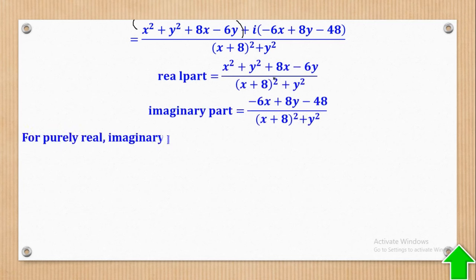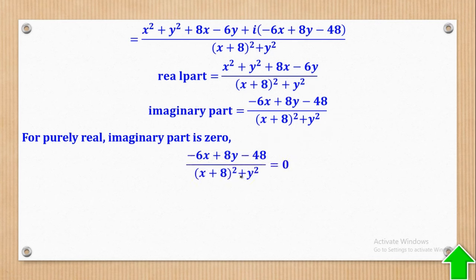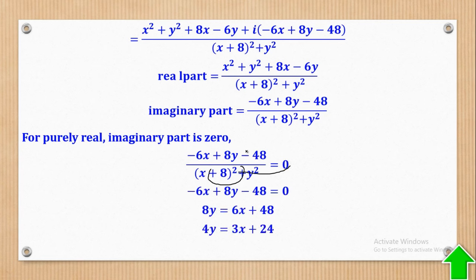Then we shall remember what they told us. They told us that it's purely real, meaning that the imaginary part is 0. So the whole of this will be equated to 0. So when I do that, when I cross multiply the whole of this by this will give you 0, so we'll come up with this, rearrange, and it turns out to be a straight line.